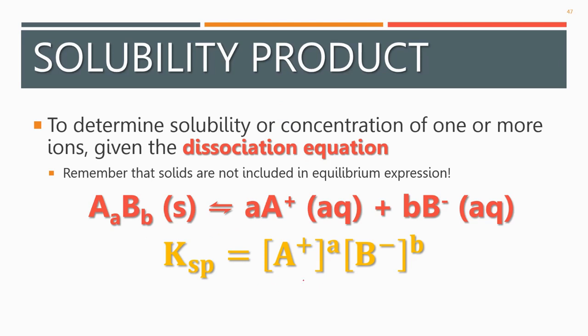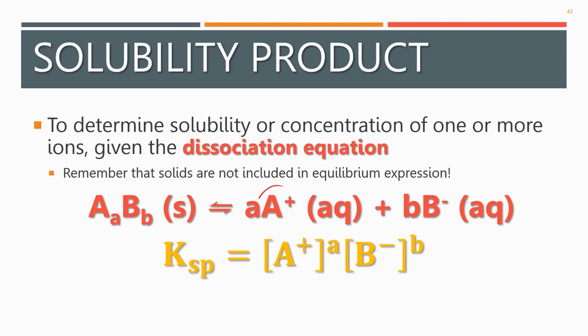And when we write our solubility product constant, normally we do products over reactants, but we can see that this is a solid, so it doesn't appear there, right? So it's just over 1. So we're taking A to the power of A, B to the power of B here, and getting our KSP.